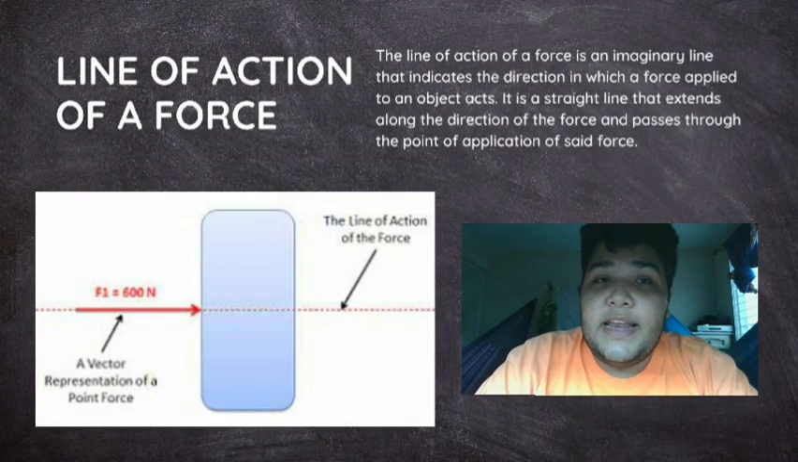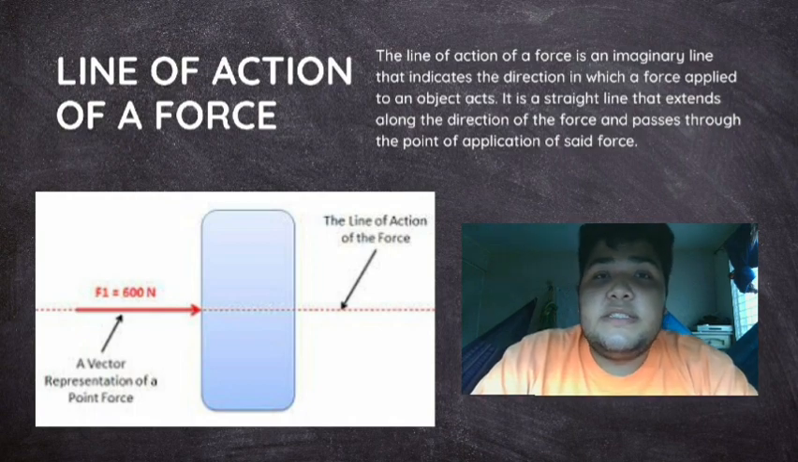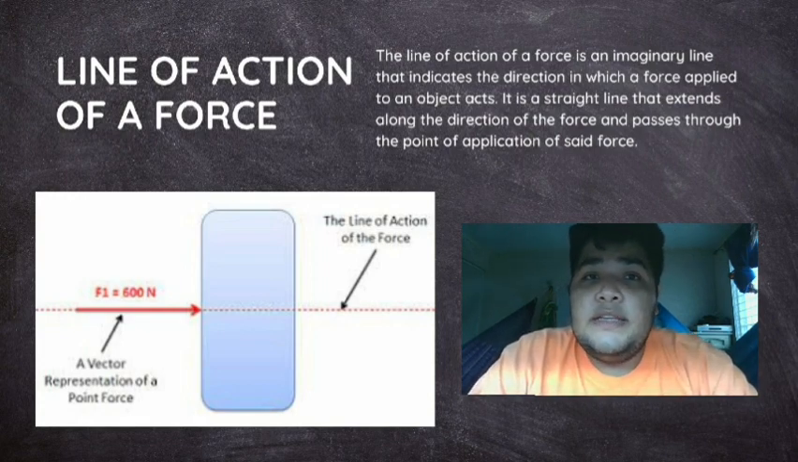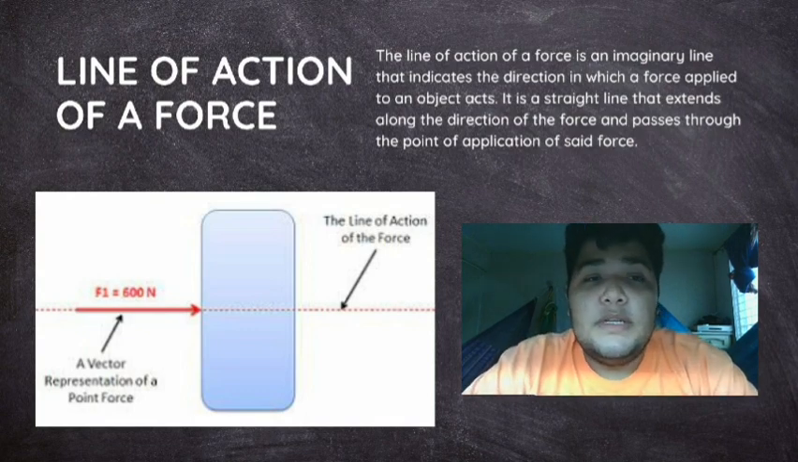The next topic is the line of action of the force. The line of action of the force is an imaginary line that indicates the direction in which a force applied to an object acts. It is a straight line that extends along the direction of the force and passes through the point of application of the force.